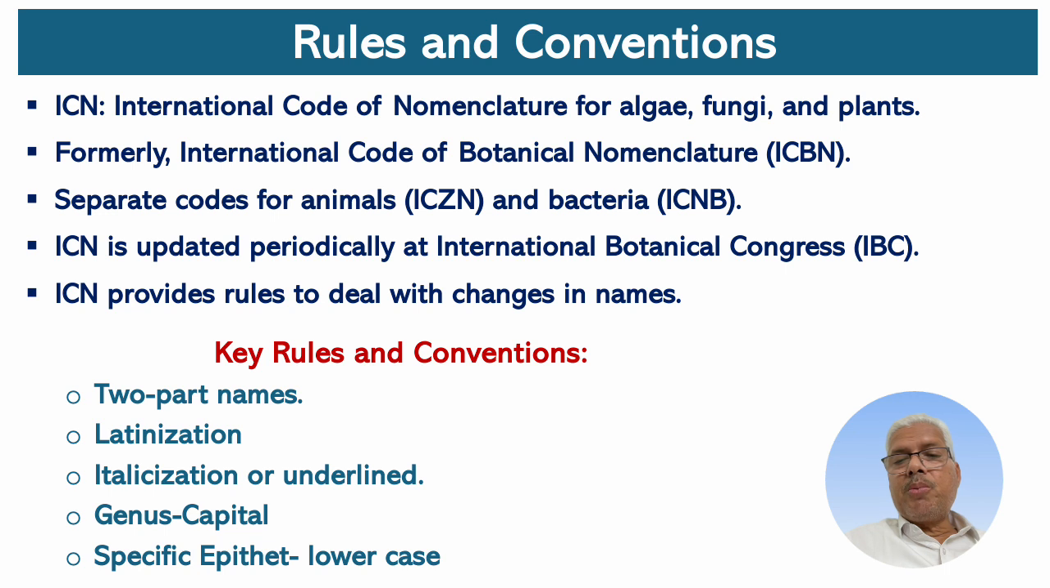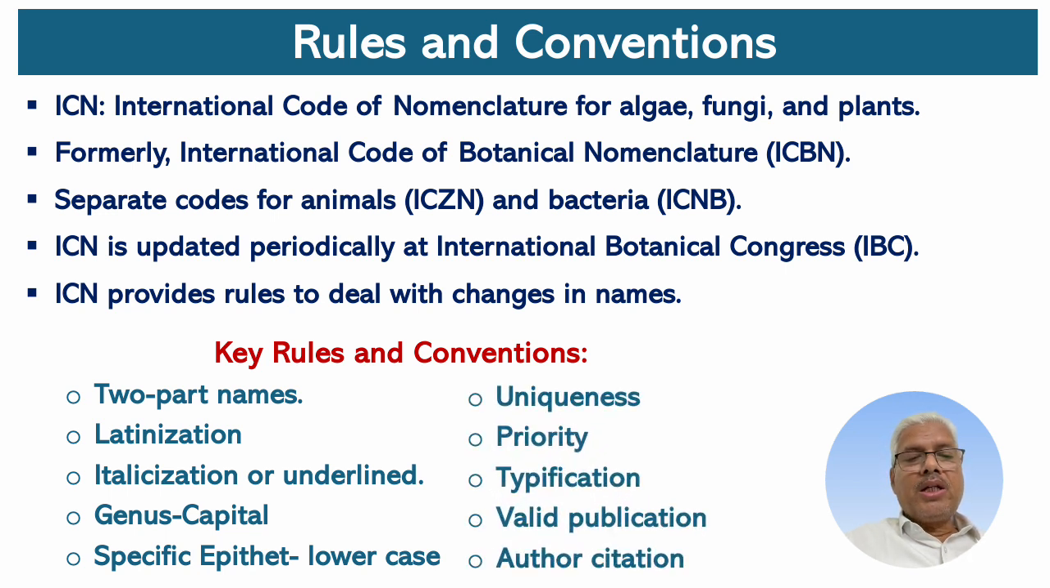Sometimes names need to be changed due to new discoveries or revisions in our understanding of plant relationships. The ICN provides rules for how to deal with these changes in a way that minimizes confusion and maintains stability. The key rules of the convention are: every species must have a two-part name, that is the genus and specific epithet. Names are usually derived from Latin or Latinized versions of words from other languages. This helps make the names universal.